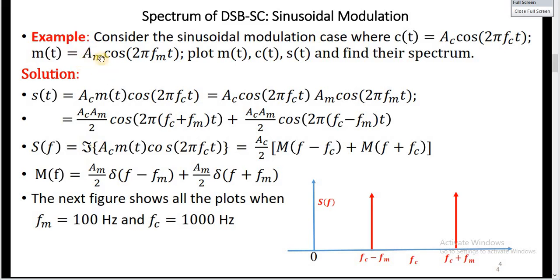The message signal is AM cosine 2 pi fm t, and the Fourier transform of this cosine is AM over 2 delta of f minus fm plus AM over 2 delta of f plus fm. So we shift these two deltas to the right, and we shift these two deltas to the left. In the next figure, we show all the plots required in this example.